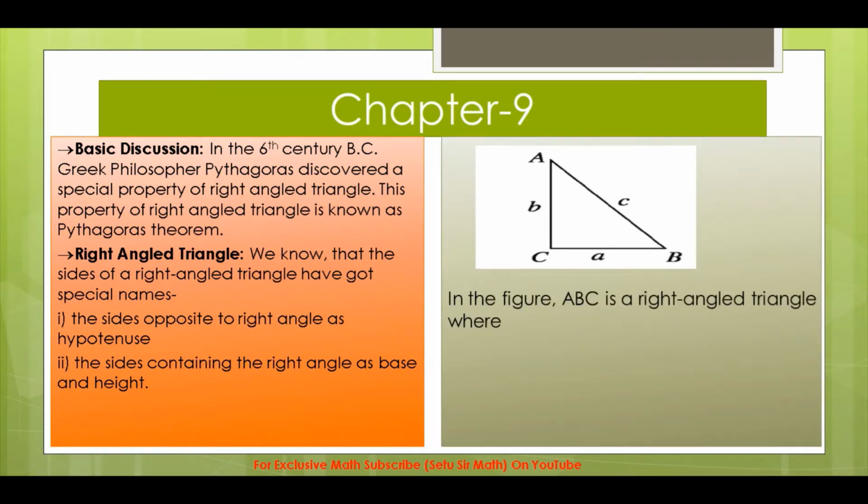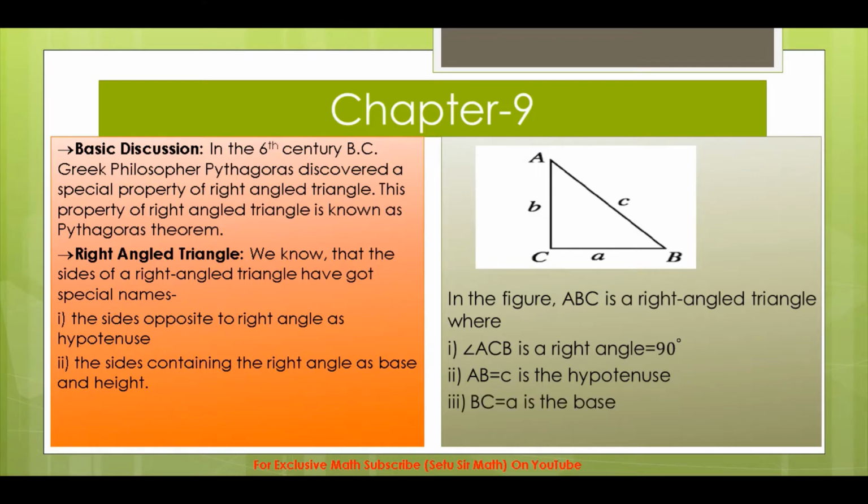So in the figure, ABC is a right angle triangle where angle ACB is a right angle, equal to 90 degrees. Let AB equal c, the hypotenuse. Let BC equal a, the base. We use small letters here, we just make it let. That means let AB equal c, let BC equal a, and AC equal b is the height.